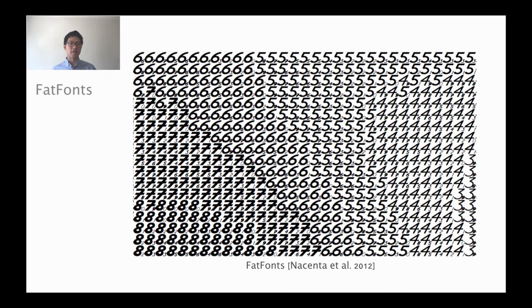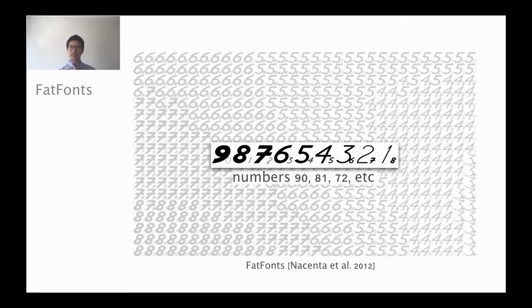And lastly, we have FatFonts. So let's take a closer look at FatFonts. For FatFonts, the ink used for each digit is proportional to its quantitative value. What I mean is, for example, if you have 9, the ink used for 9 is 9 times the ink used for 1. The ink used for 8 is 8 times the ink for 1, and so on. To represent two-digit numbers, we use a bigger digit to represent the tens. For example, from left to right, you can read 90, 81, 72, and so on.